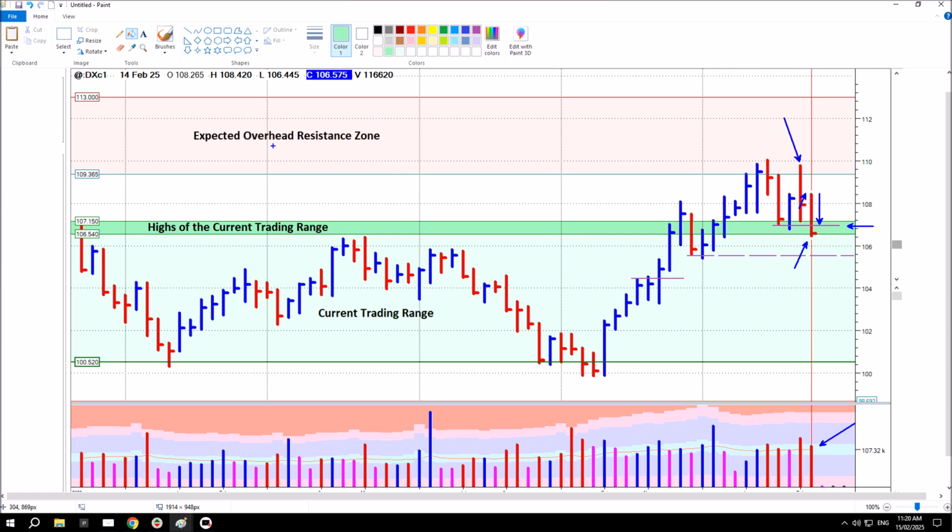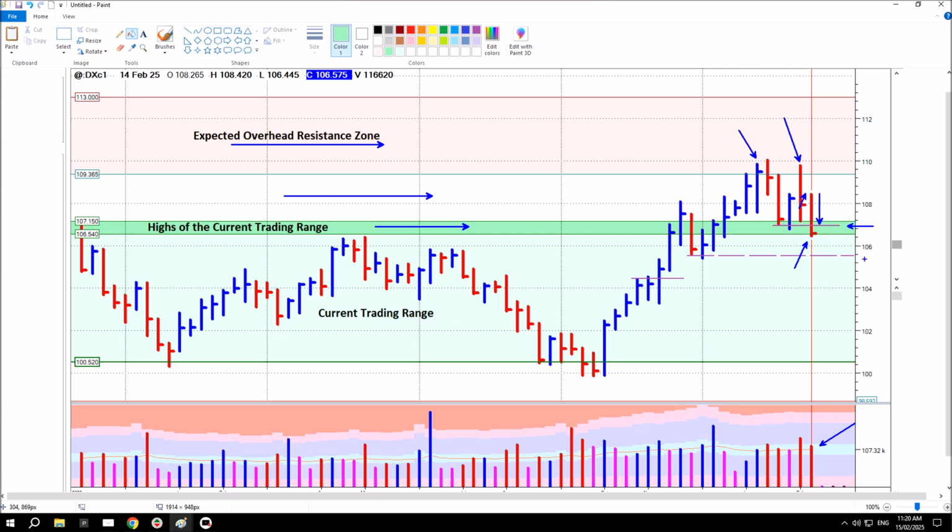Just so you can see where we are, overhead resistance is expected up here. There's sort of a void in here where lower supply is expected. And this is the current trading range with the highs of the trading range here in a darker colour. And you can see the market's made an attempt to break out and push higher. It just moved into the zone above and it did draw out some supply. Price pulled back and we're currently attempting to consolidate back on top of the old trading range.